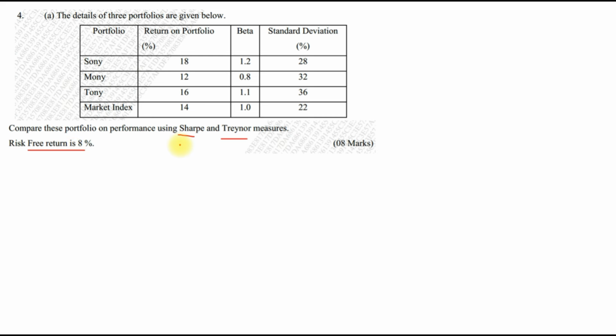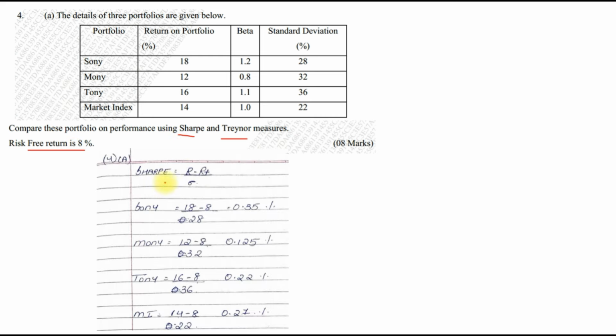So we'll first start with Sharpe's measure. Sharpe's measure formula is return minus risk-free return upon standard deviation. So for Sony, return is 18, risk-free return is 8 by default, that is for all, upon standard deviation 28. So we divided, we got the value as 0.35. Okay, these are index forms, so percentage sign is not required. You don't need to put this in percentage form.